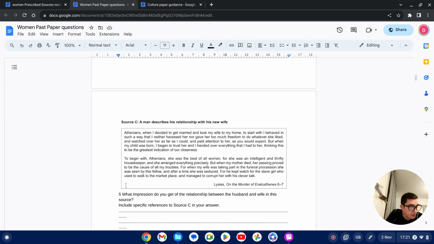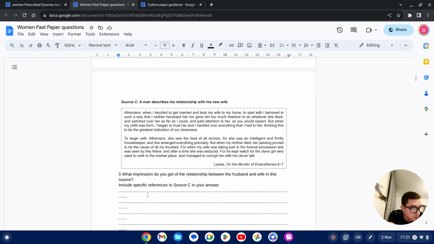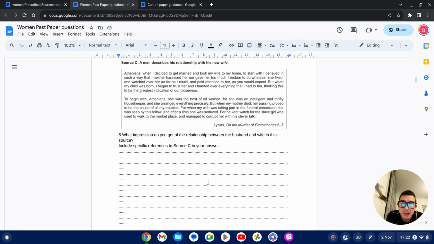Question 5, however, is another question from something in the prescribed sources, which would also have been in the insert. What impression did you get of the relationship between the husband and wife in this source? Include specific references to source C in your answer. Now this is a 6-mark question.